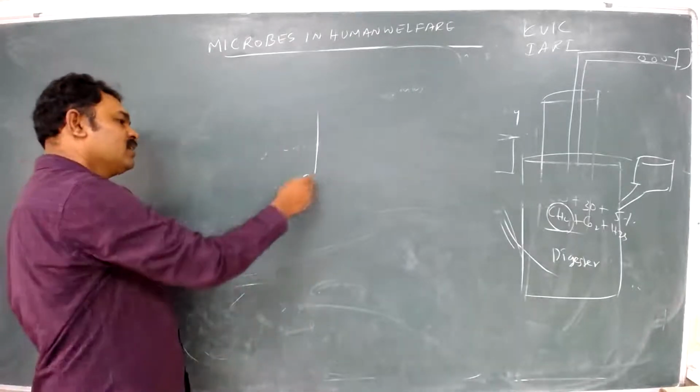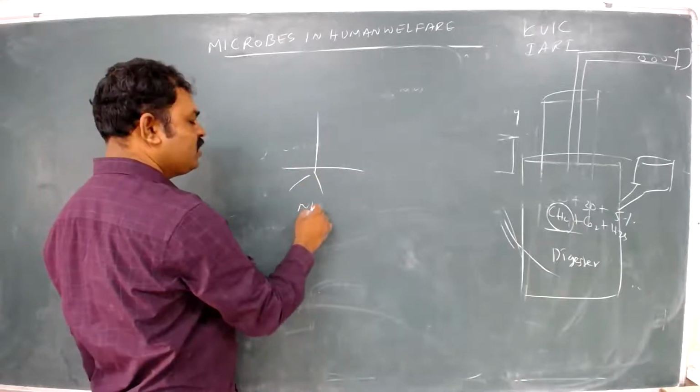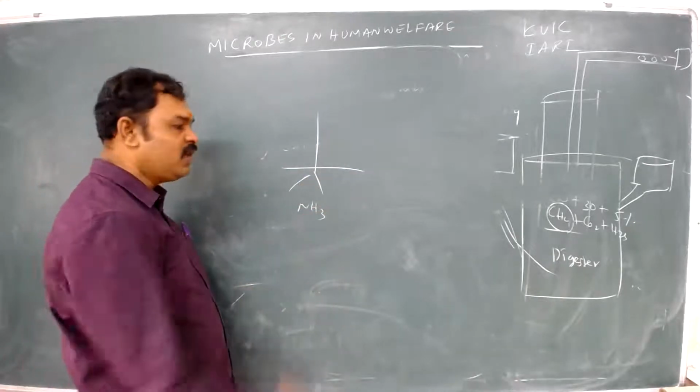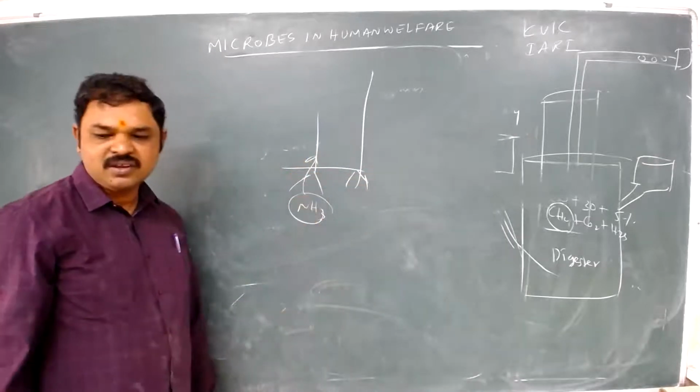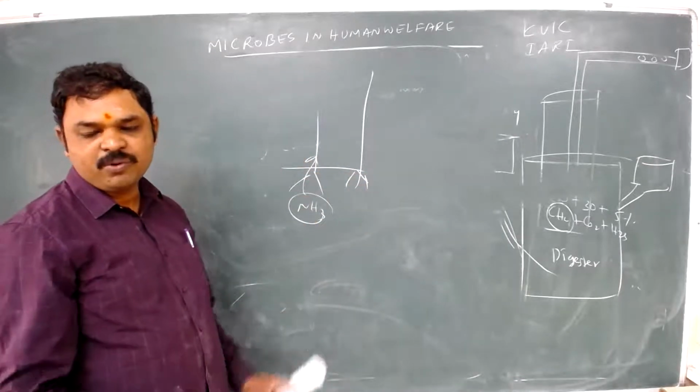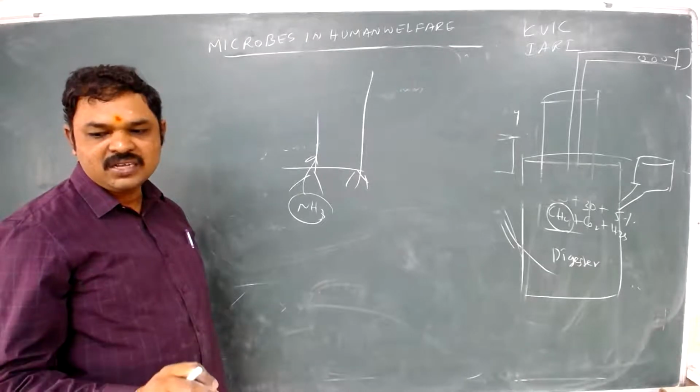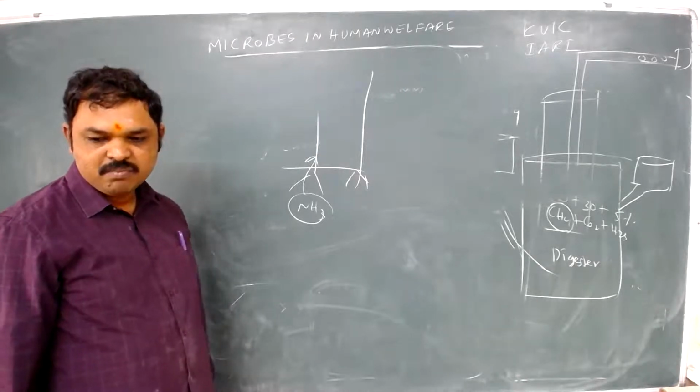This is a plant. Here, we are supplying ammonia. Then the plant is growing well. So this ammonia becomes the fertilizer. The chemical which can support plant growth well is called the fertilizer.